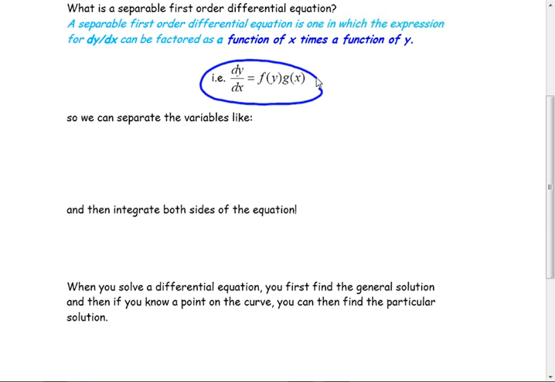Okay, mostly we're just going to get into this and do some problems. And we're going to do some easy things. So when I separate the variables, I'll multiply through by dx.